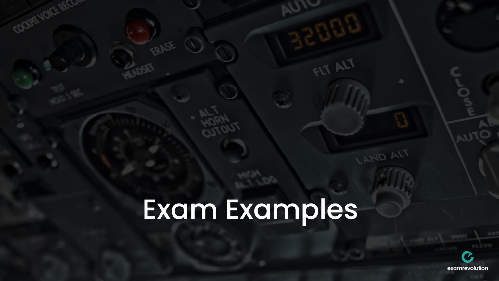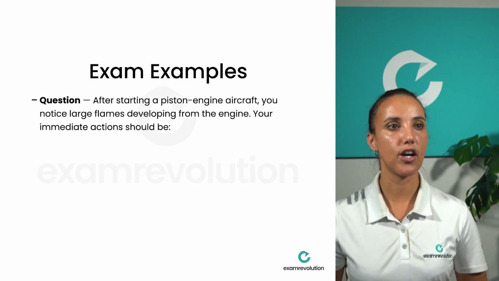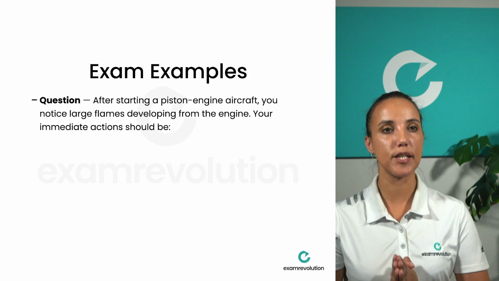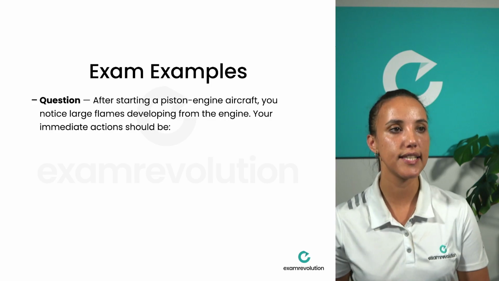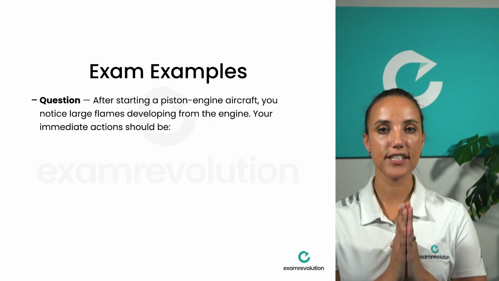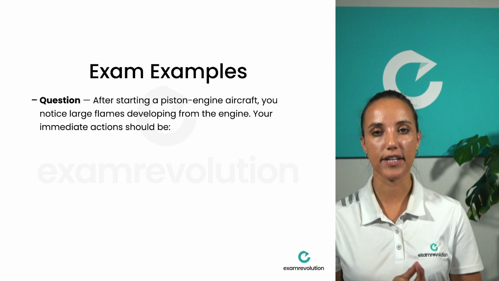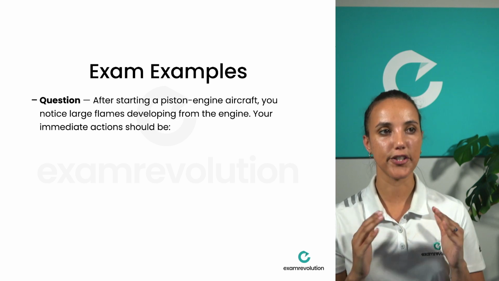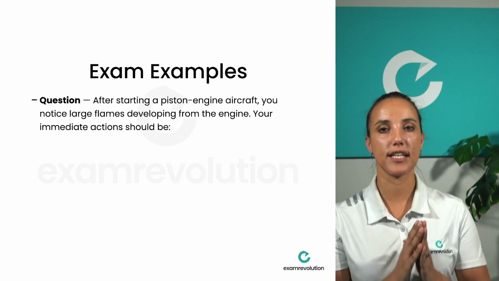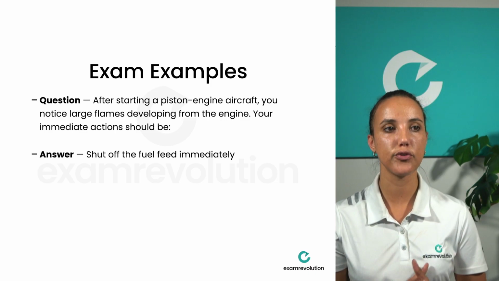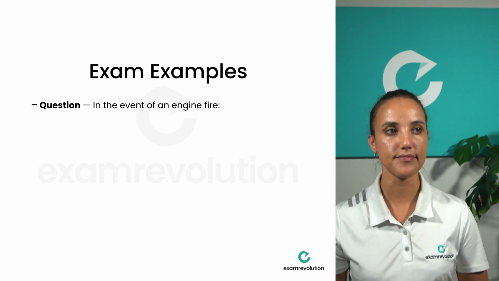Let's now have a look at a few exam examples. Now, after starting a piston engine aircraft, you notice large flames developing from the engine. Your immediate actions should be. So in this question, they want to stop one of the elements of the fire, and that's going to be fuel. And so in this question, they say, shut off the fuel. So they answer, shut off the fuel feed immediately.